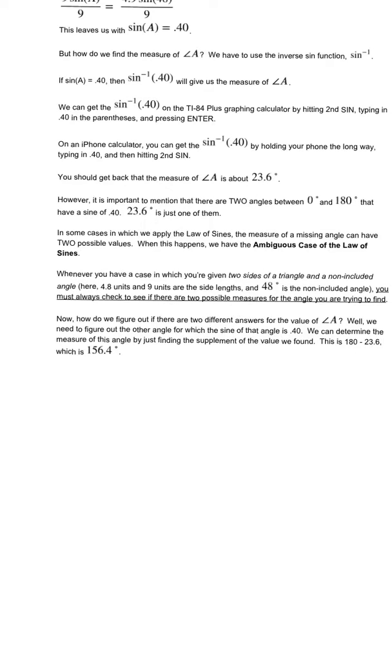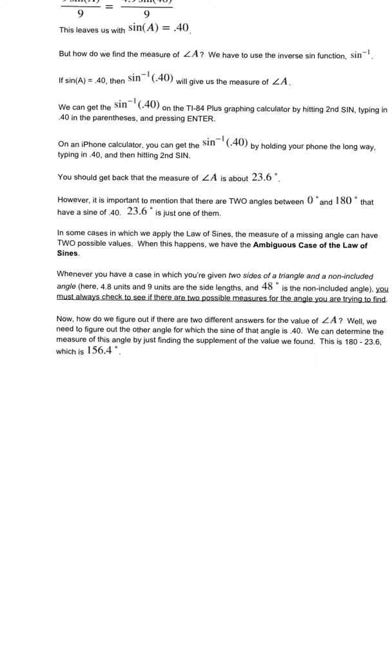Now, it's important to mention that there are two angles between 0 degrees and 180 degrees that have a sine of 0.40. 23.6 degrees is just one of these angles. In some cases of the law of sines, the measure of a missing angle can have two possible values. When this happens, we have what we call the ambiguous case of the law of sines. The word ambiguous means unclear, just for future reference.